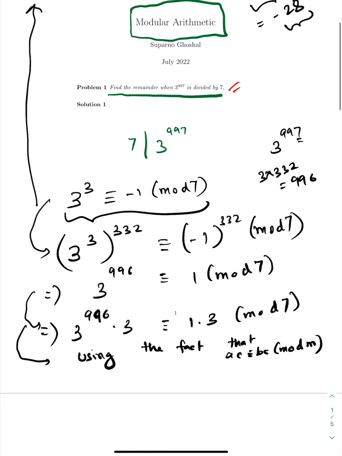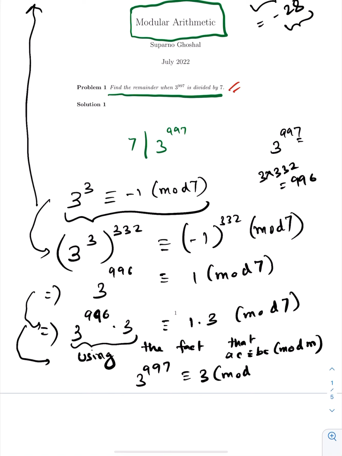And now clearly we can see that if I evaluate this, then this is 3 to the power 997, and that is congruent to 3 modulo 7. And so we can say that the remainder when 3 to the power 997 is divided by 7 is 3. So the remainder should be 3.